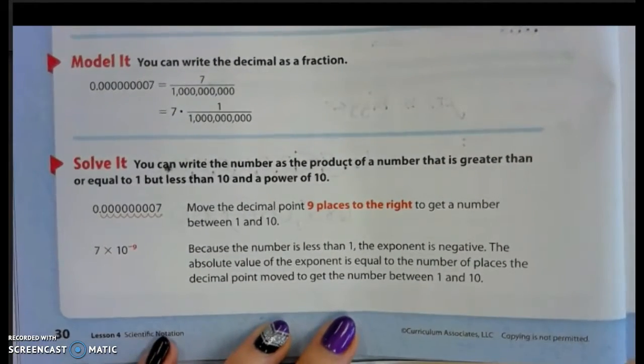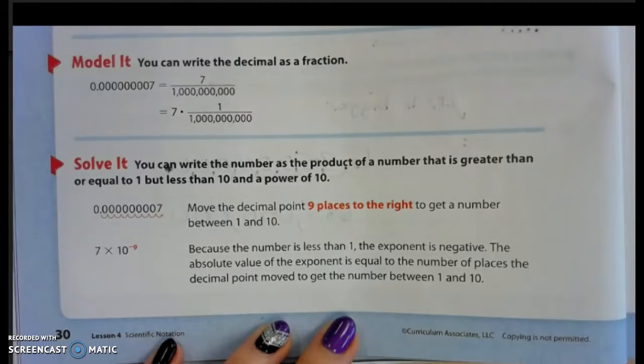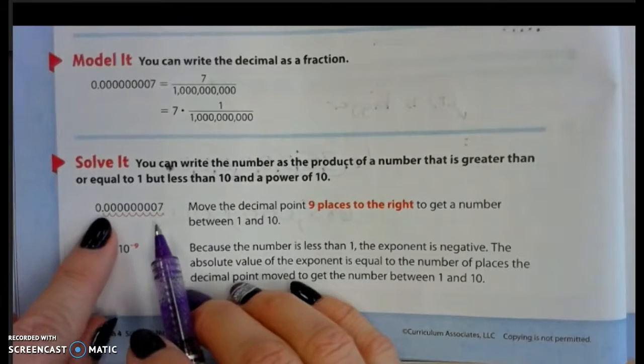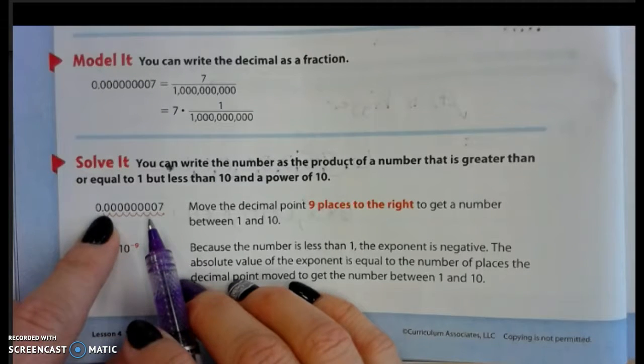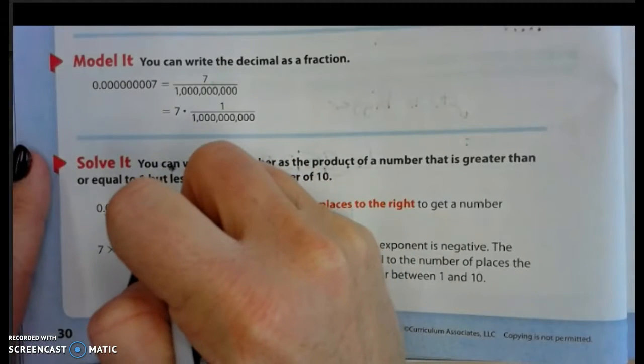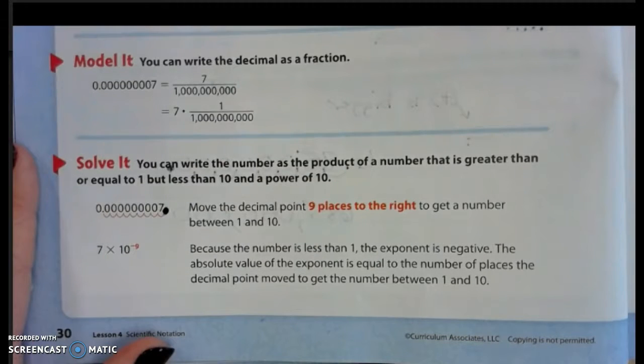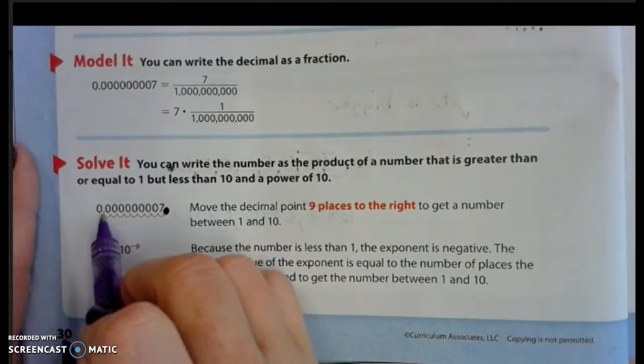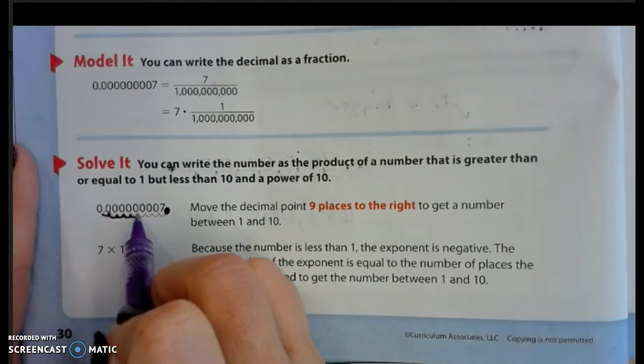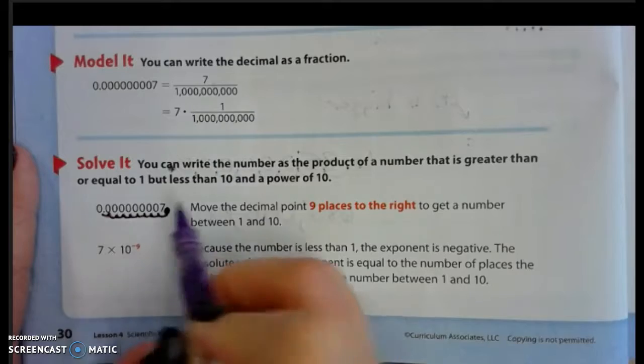You can write the number as the product of a number that is greater than or equal to 1, but less than 10 and a power of 10. Now, look at all of these zeros. We have to make this number 1 or more, but less than 10. Okay, one digit. You want one digit that is not 0 to the left of the decimal, which means we need that decimal to go on the right-hand side of the 7. Then we're going to count those place values. 1, 2, 3, 4, 5, 6, 7, 8, 9.